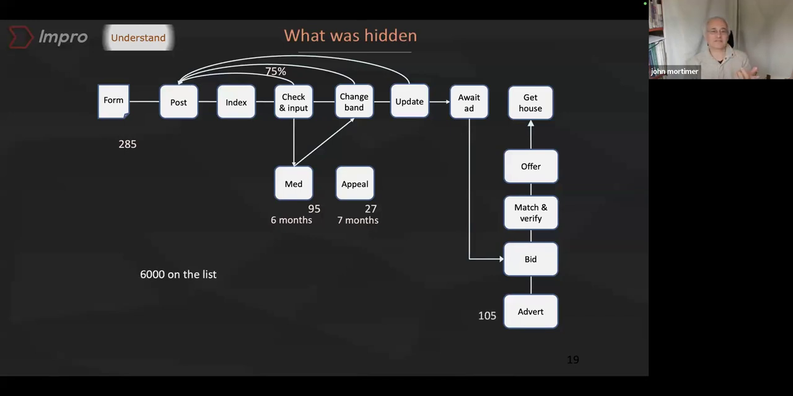6,000 people on the list. 105 advertisements will come in that month. 2,600 people bid in that month. We offer 35 people that have the property and they refuse it, okay? And 87 get housed in that month. So the question that we have now in the team, this took in total 4 weeks.